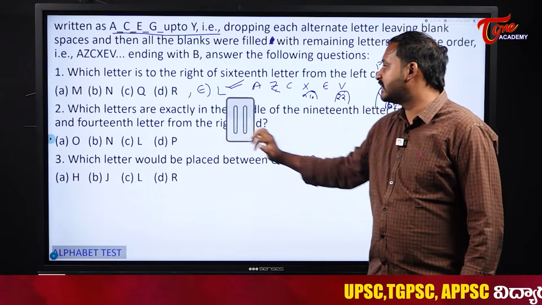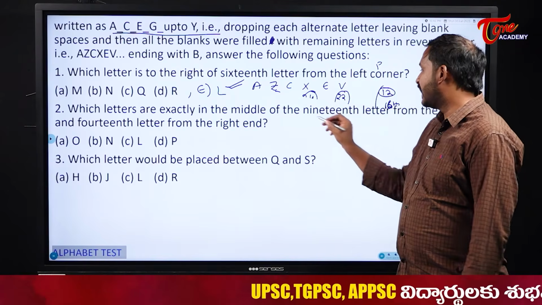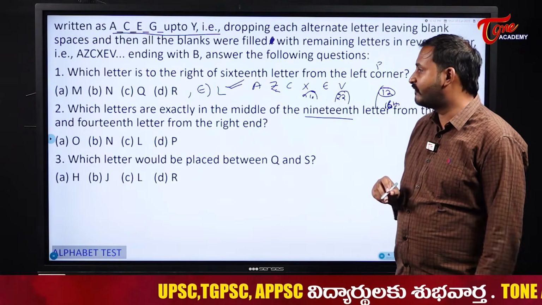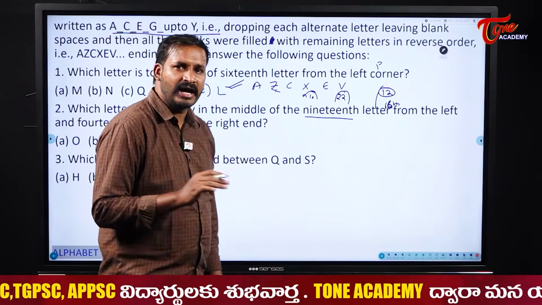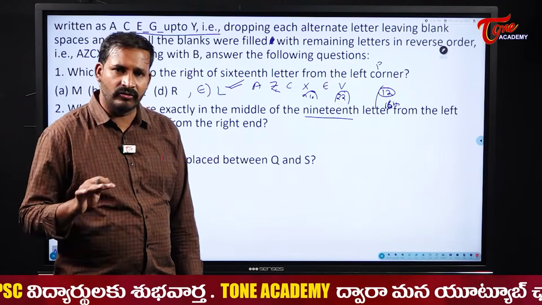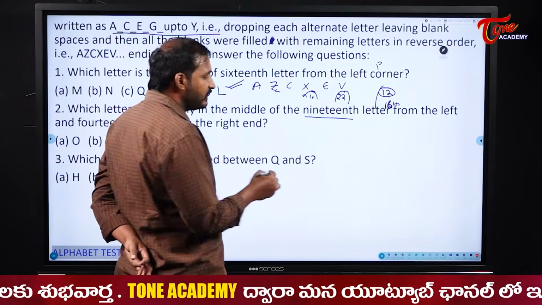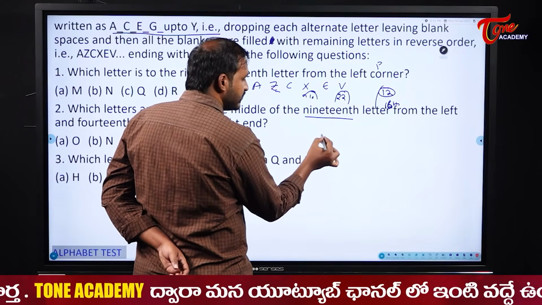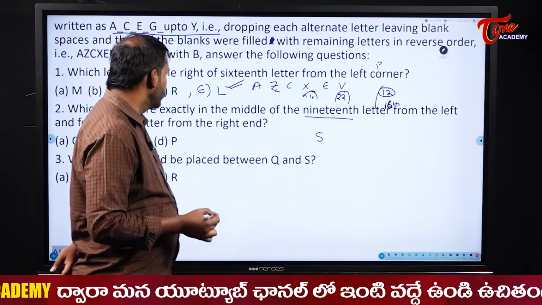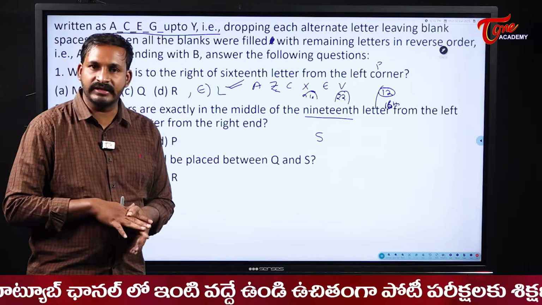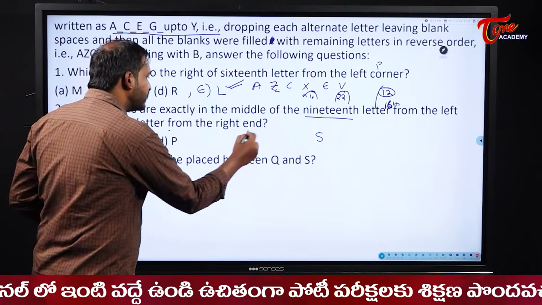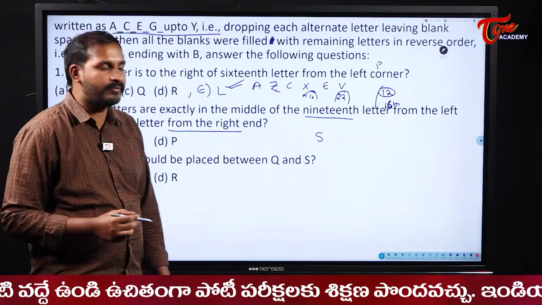Which letter is exactly in the middle of the 19th letter from the left and 14th letter from the right end? Okay, 19th letter from left. Are the odd letters changed? No. What is the 19th letter from left? 19th letter from left is S. Okay. And next 14th from right end. 14th from right end means 13th from left. What is the 13th alphabet from left? M.